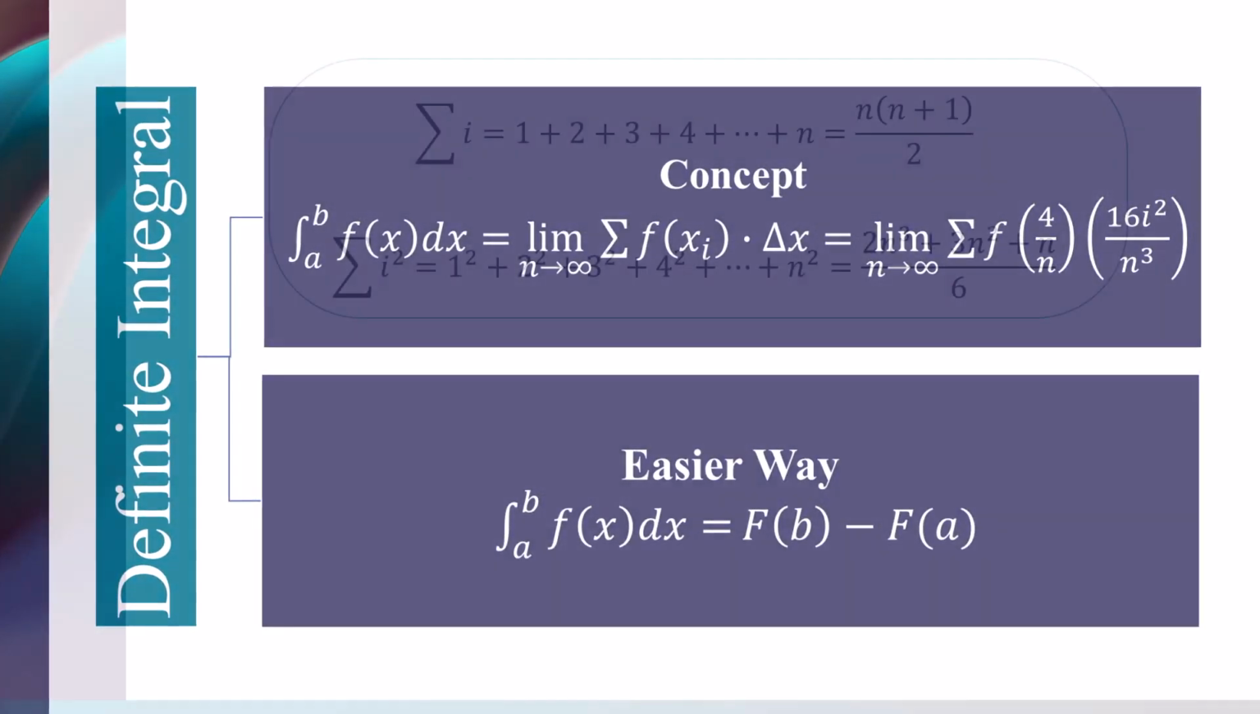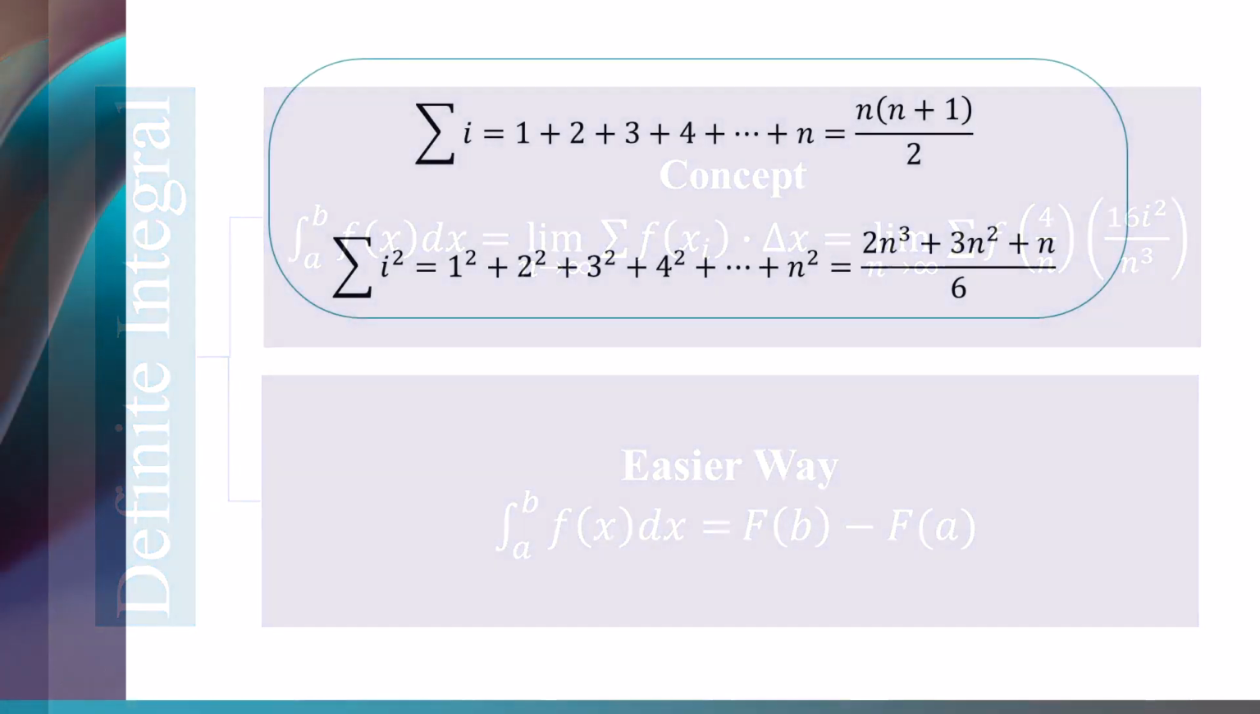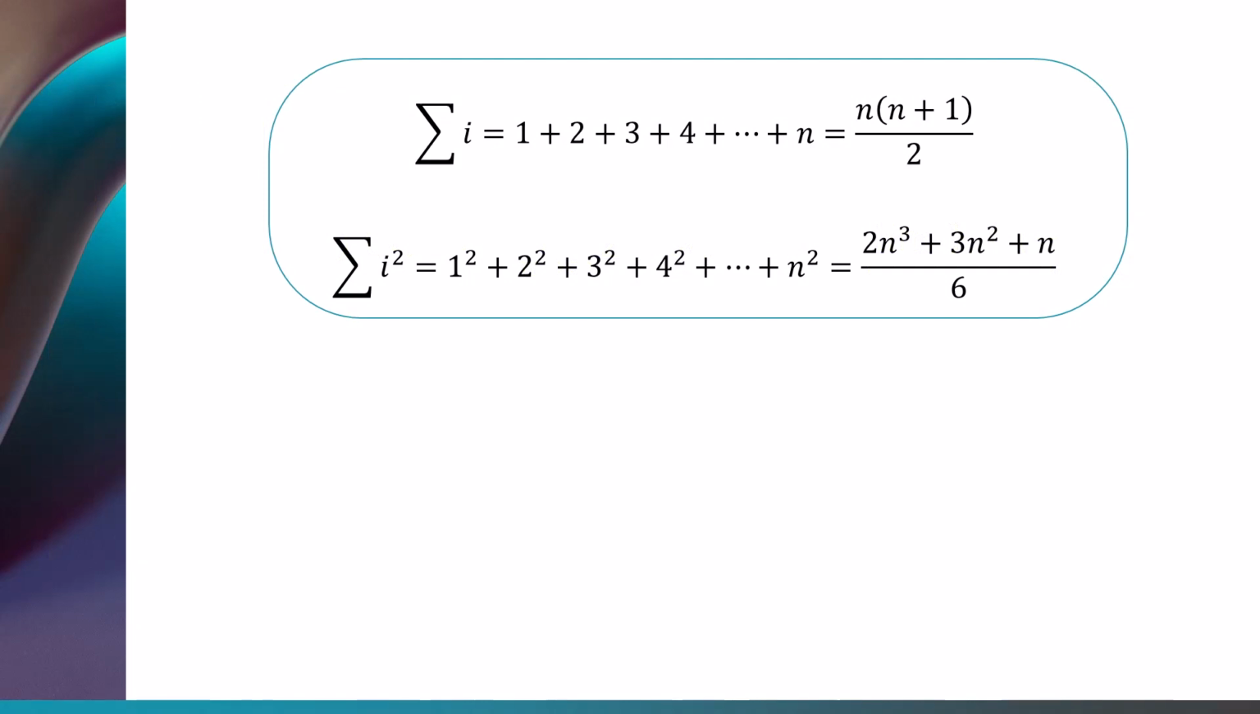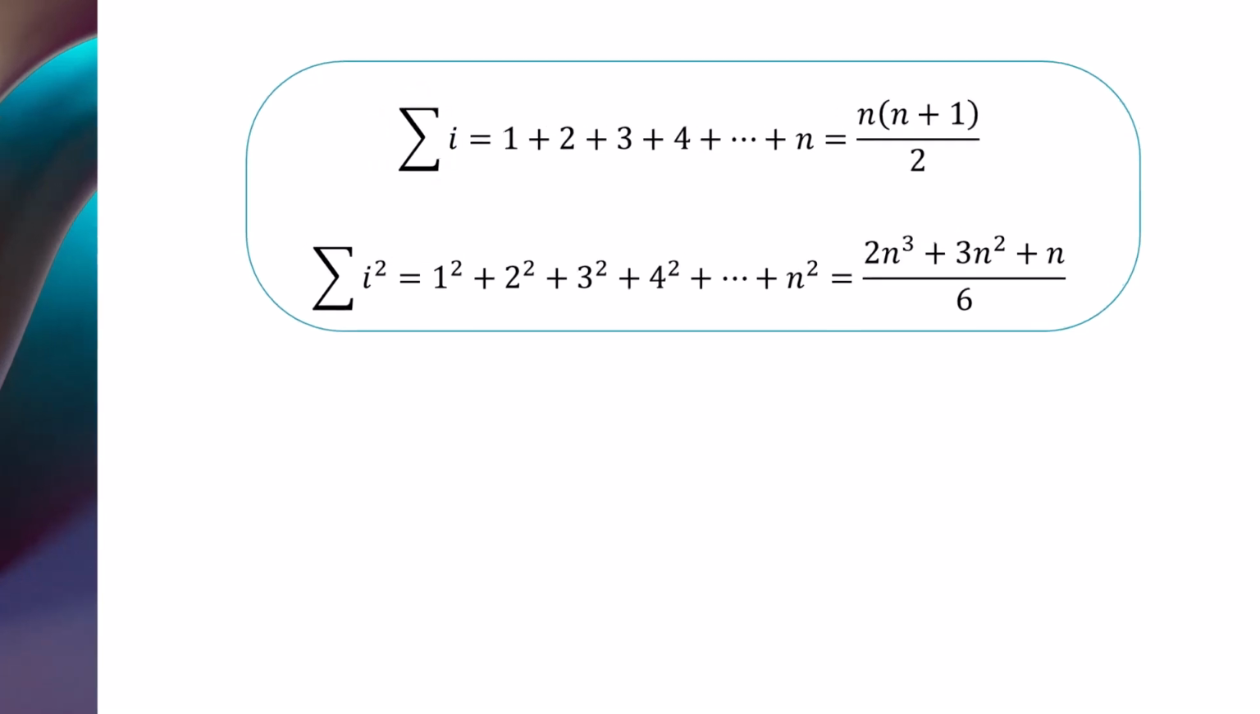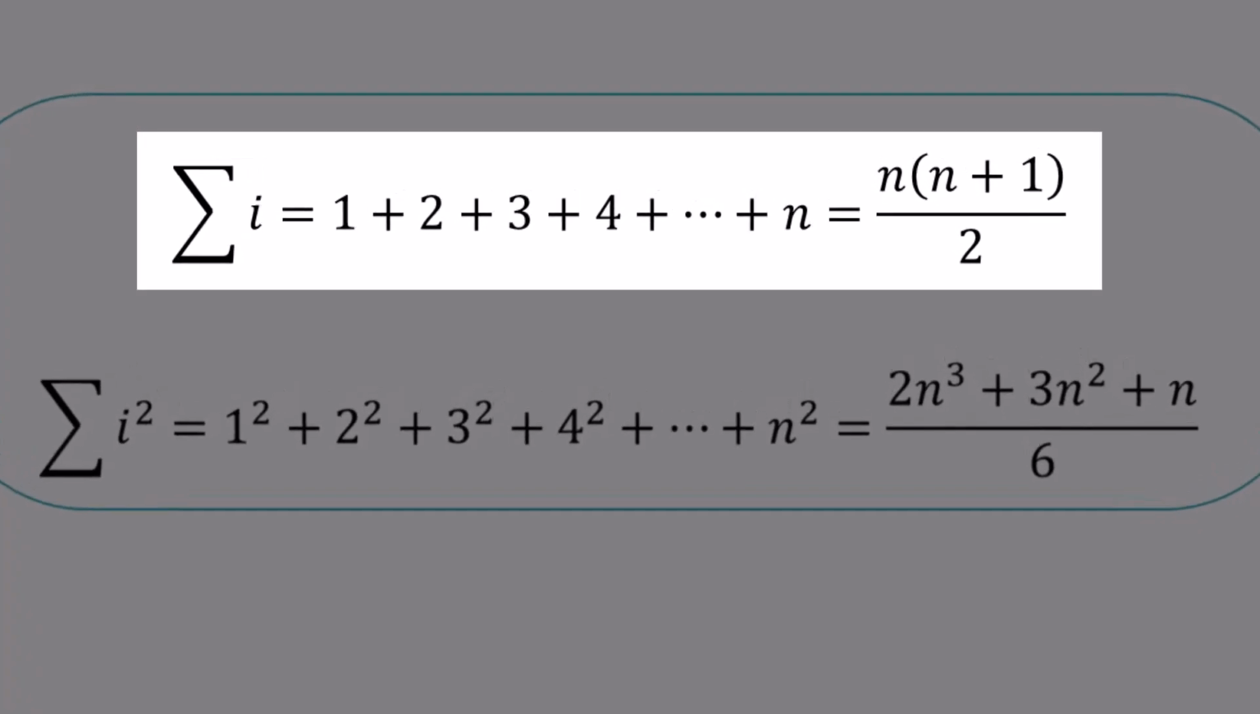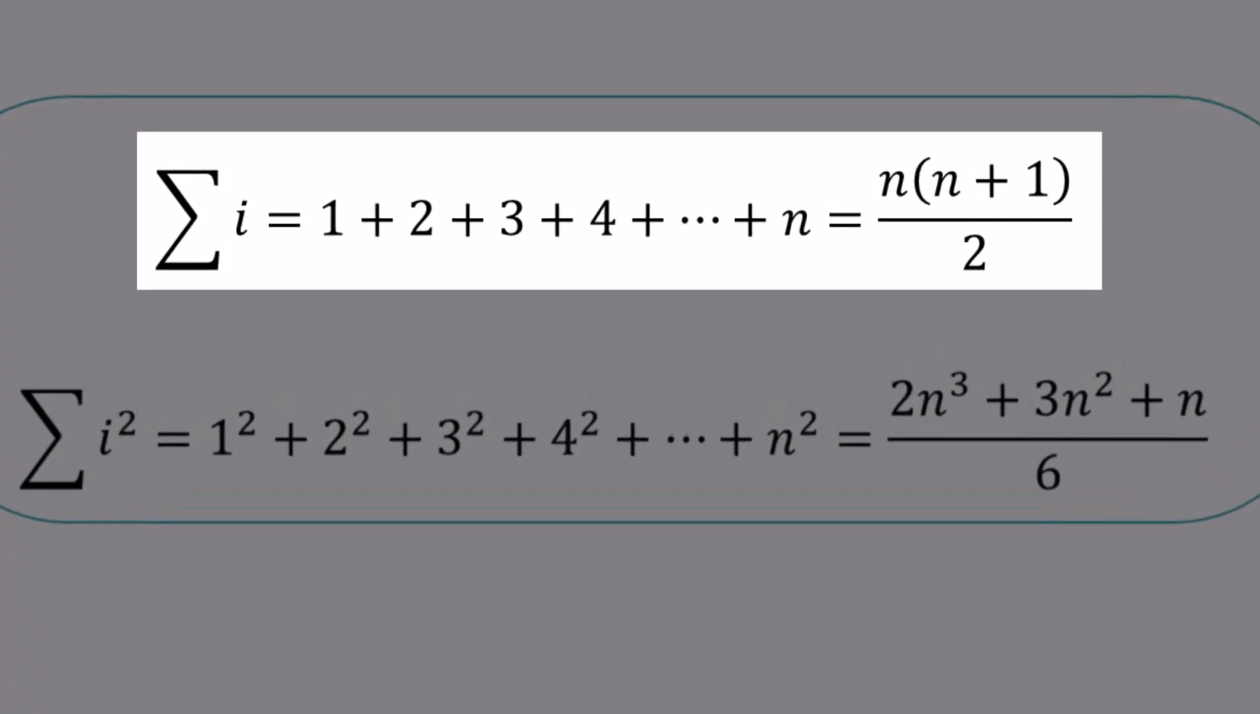So let's get started. I'm going to begin with a couple of mathematical formulas that you may have seen at some point. First, whenever you see a capital sigma, this means that we're adding something. So in the first formula, we have the summation of i, where i goes from 1 to n. That is, we have 1 plus 2 plus 3 plus 4, and all the way up to n. And what this formula says is that this sum is equal to n times n plus 1 over 2.